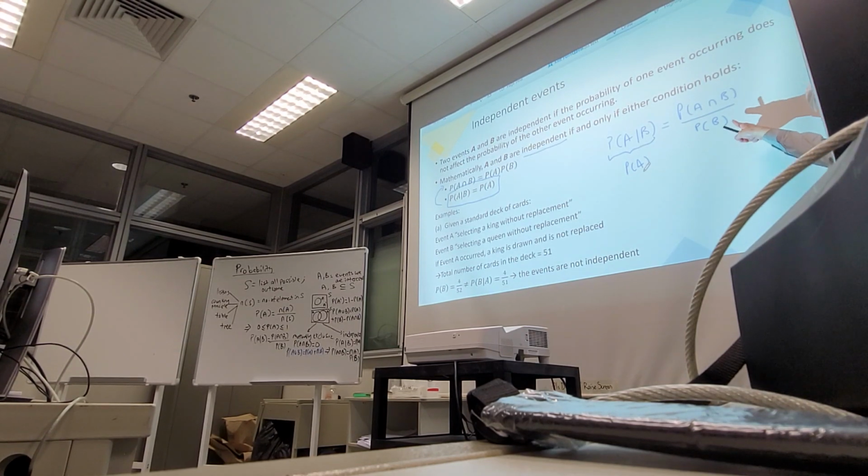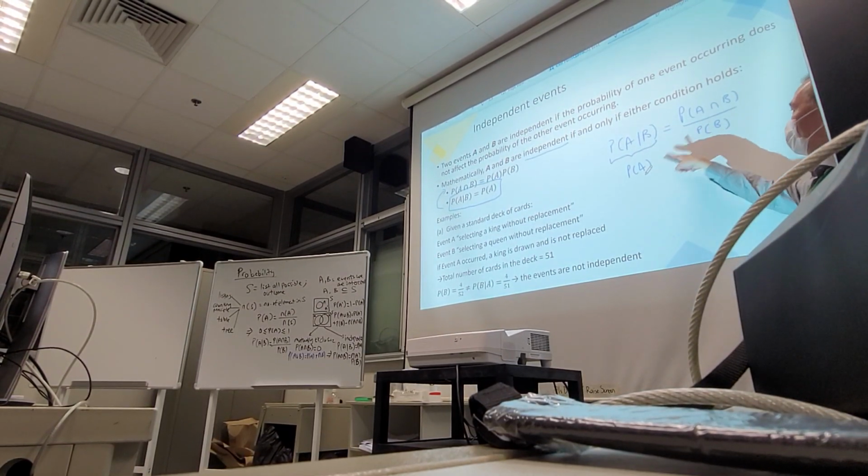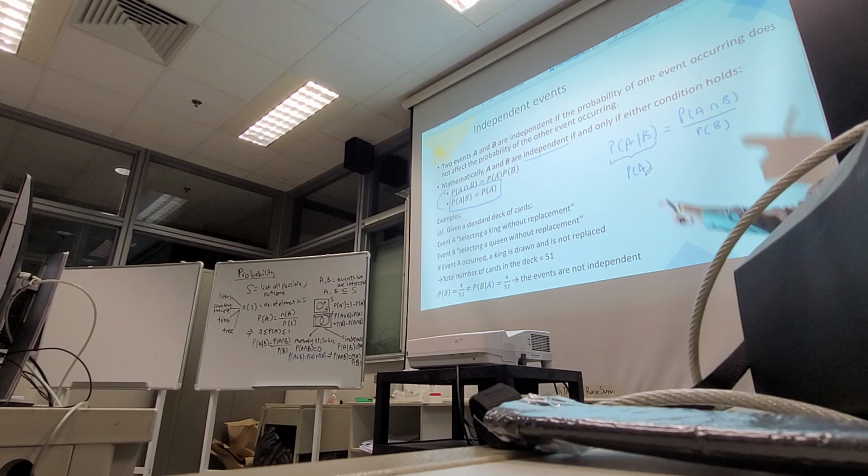Now can you see what I'll do? I just bring this over. Then the probability of A intersect B is equal to the probability of A times the probability of B, which is this one.